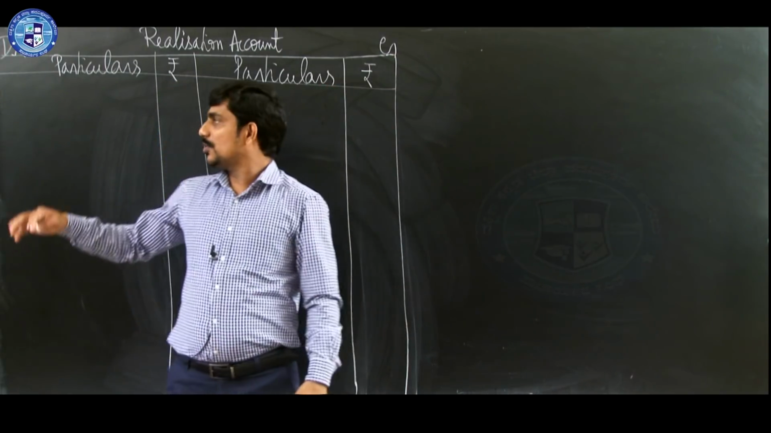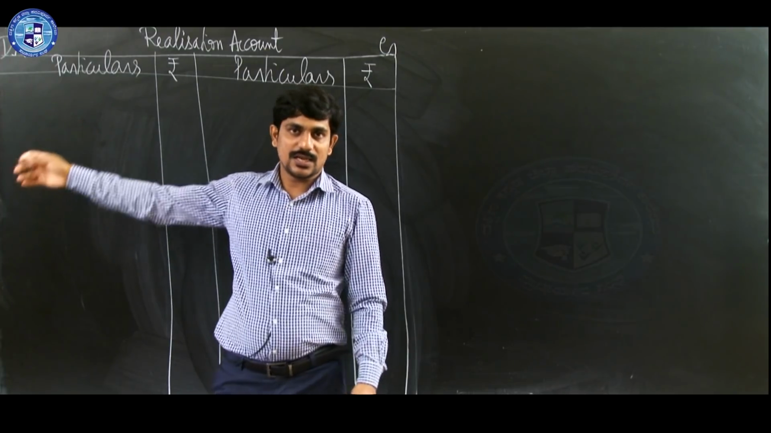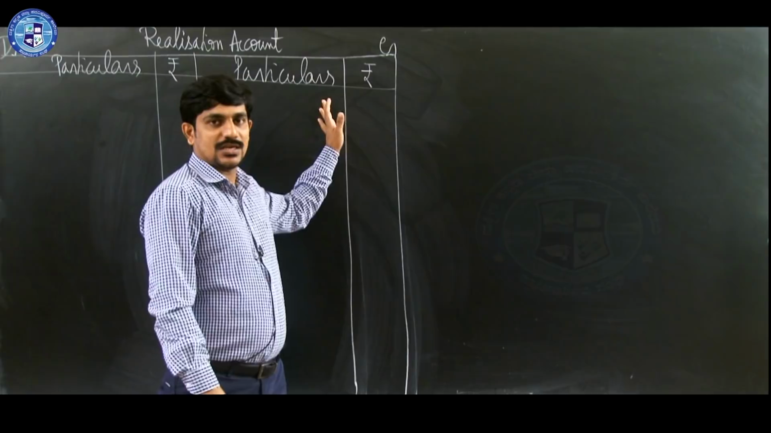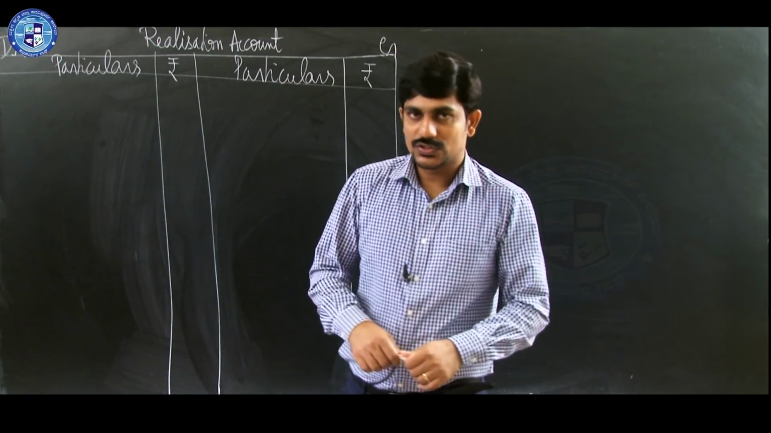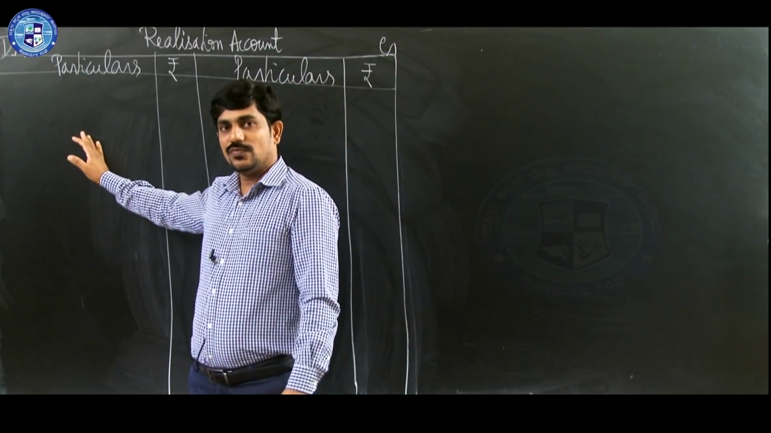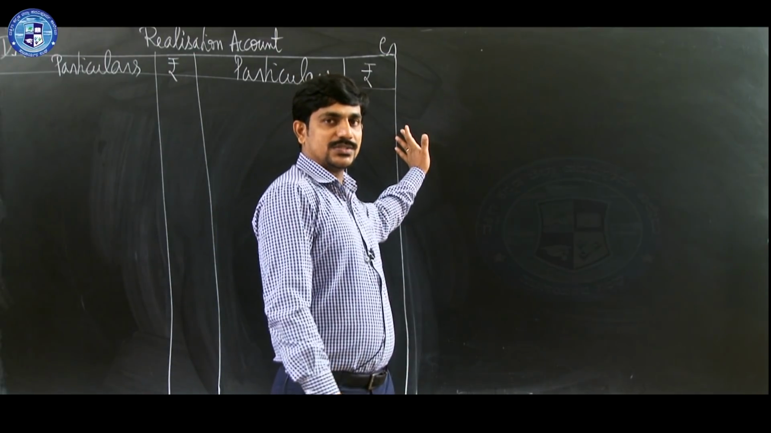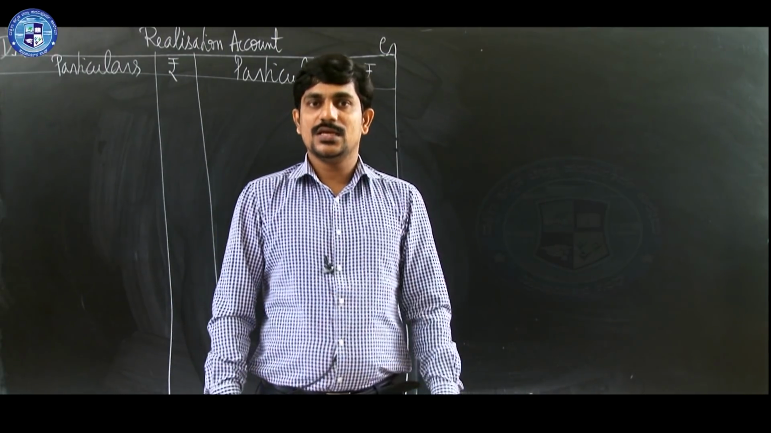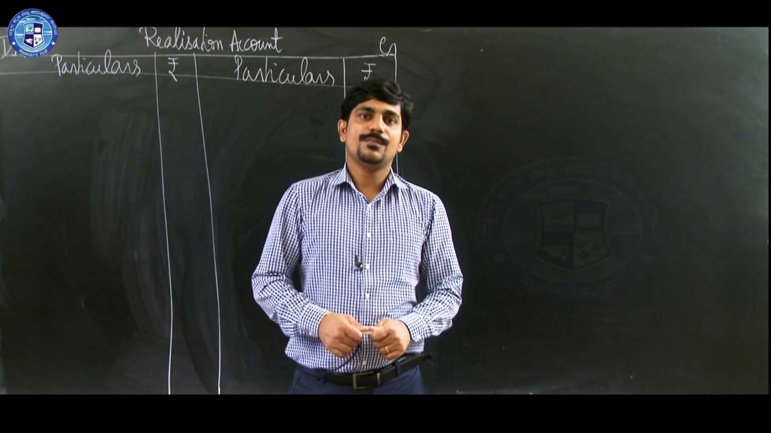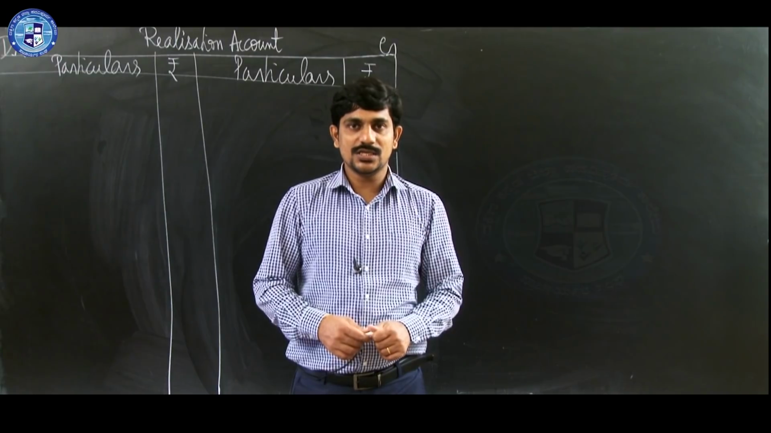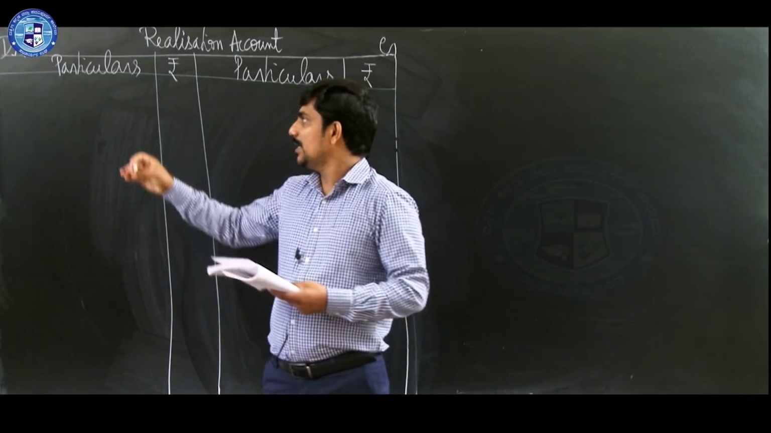You have to see how many realizable assets there are in order to sell them, and how many external or outsider liabilities there are in order to pay them. Whatever money you receive from selling the assets, you need to utilize for paying the outsider liability. First you need to pay the outsiders. Then if any money remains, you have to distribute it among the partners according to their profit and loss sharing ratio. So the first step is to transfer all the realizable assets to the debit side.